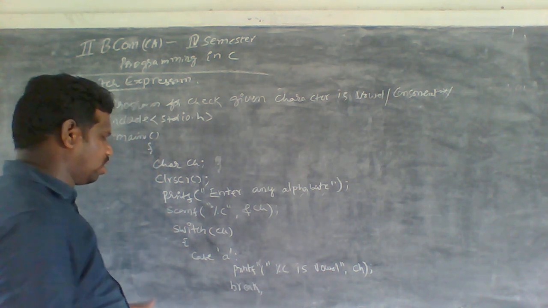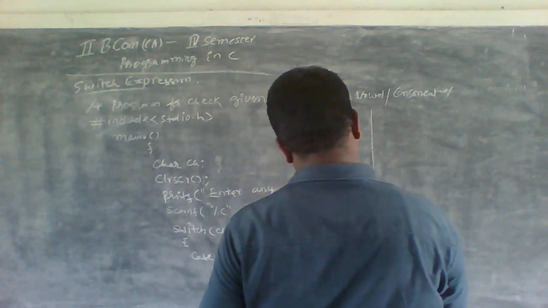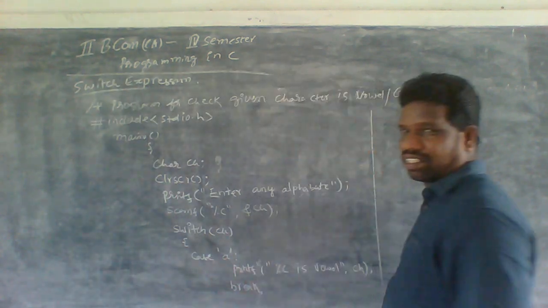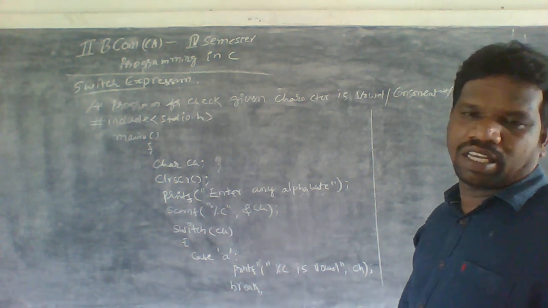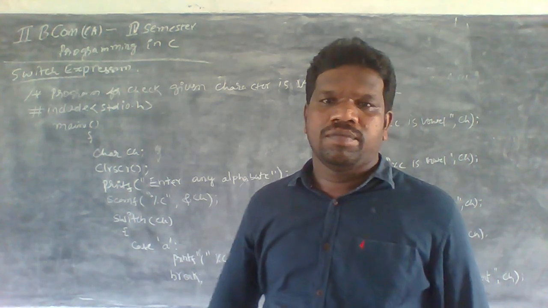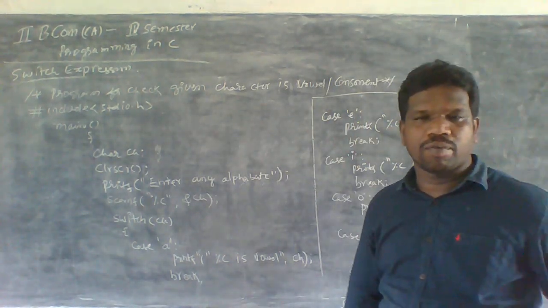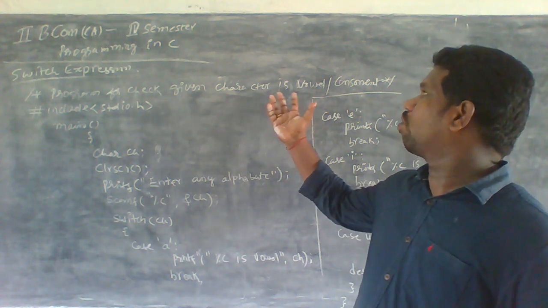Okay, this is case a, and we have to write case e, and only five cases are available. The first one is case a and the second one is case e. I'm writing very fast in this video. So this is the entire program to check whether the given character is a vowel or consonant.